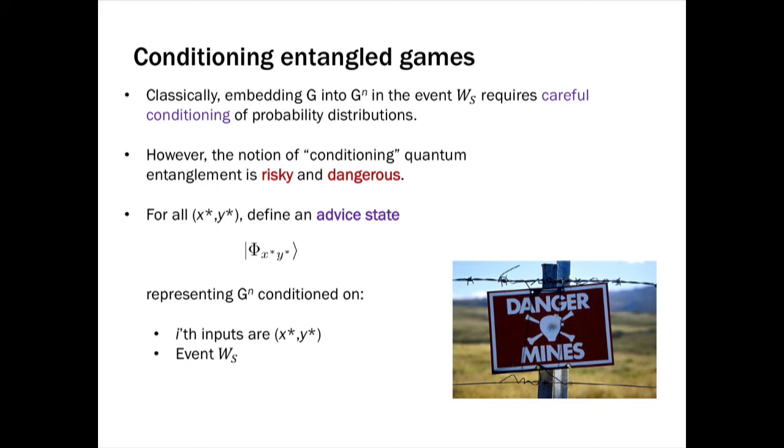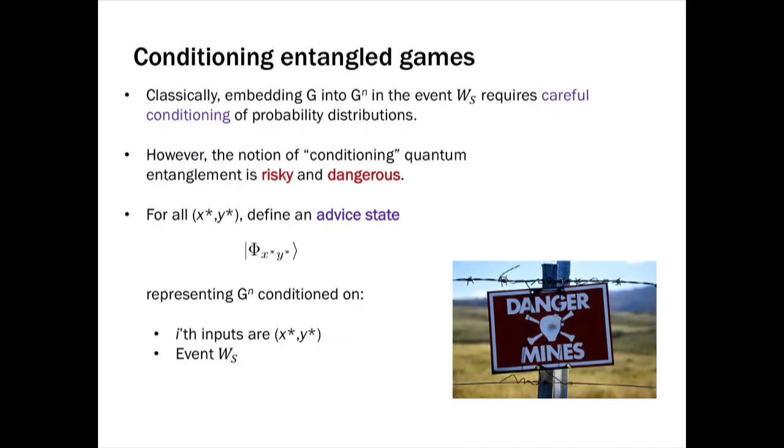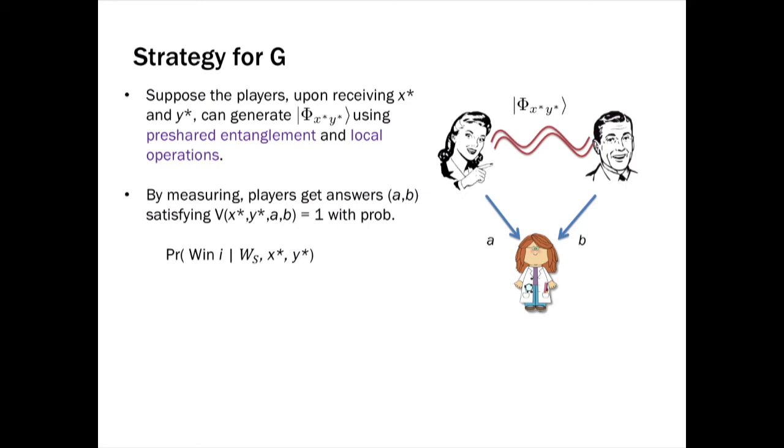So imagine that we were somehow able to define this kind of advice state. So what would they do? And also let's imagine that upon receiving x star and y star, the players generate this advice state using pre-shared entanglement and local operations. So they receive their questions, using local operations they transform some pre-shared gamma into this advice state or some approximation of it. And then they perform some local measurements on this advice state.